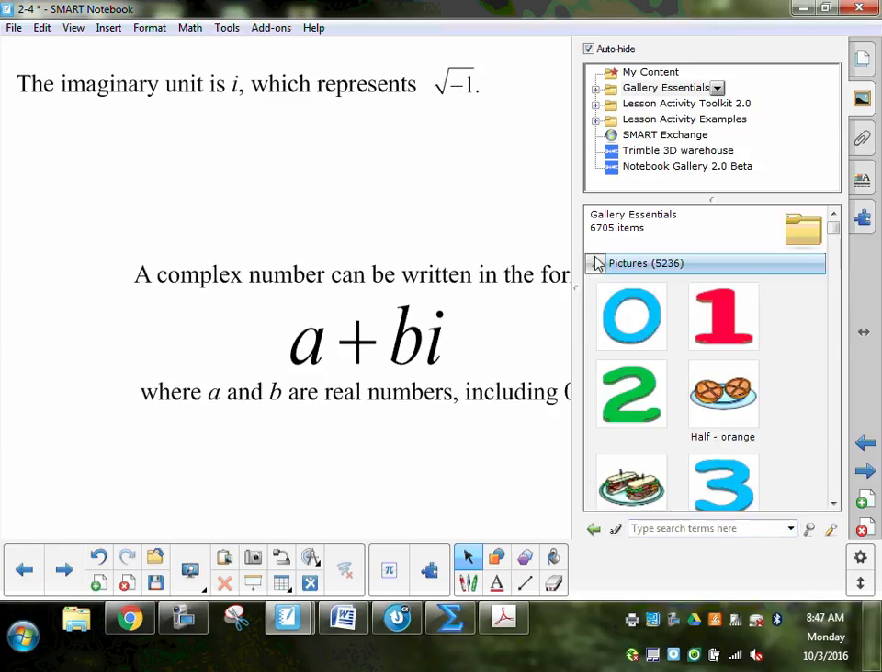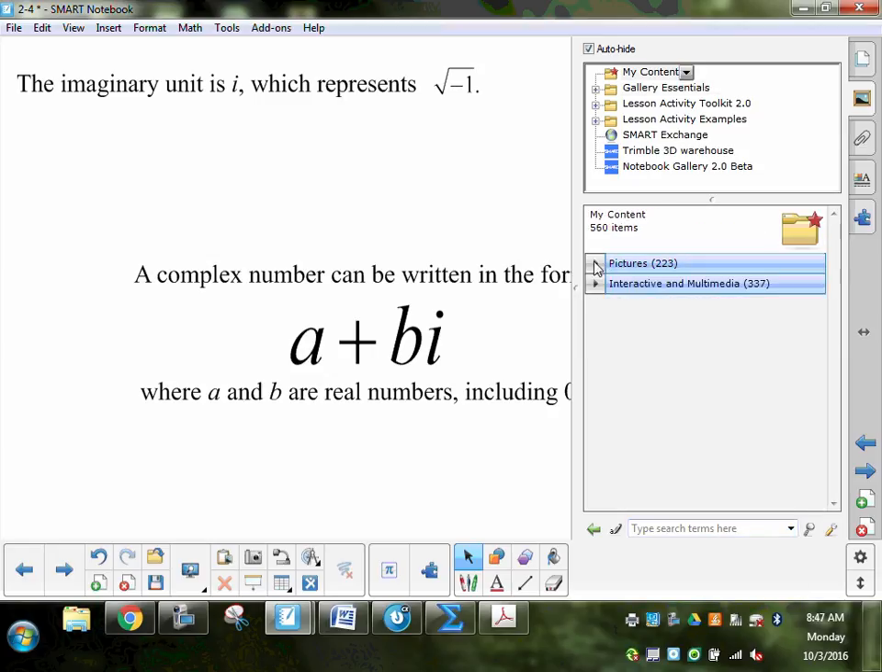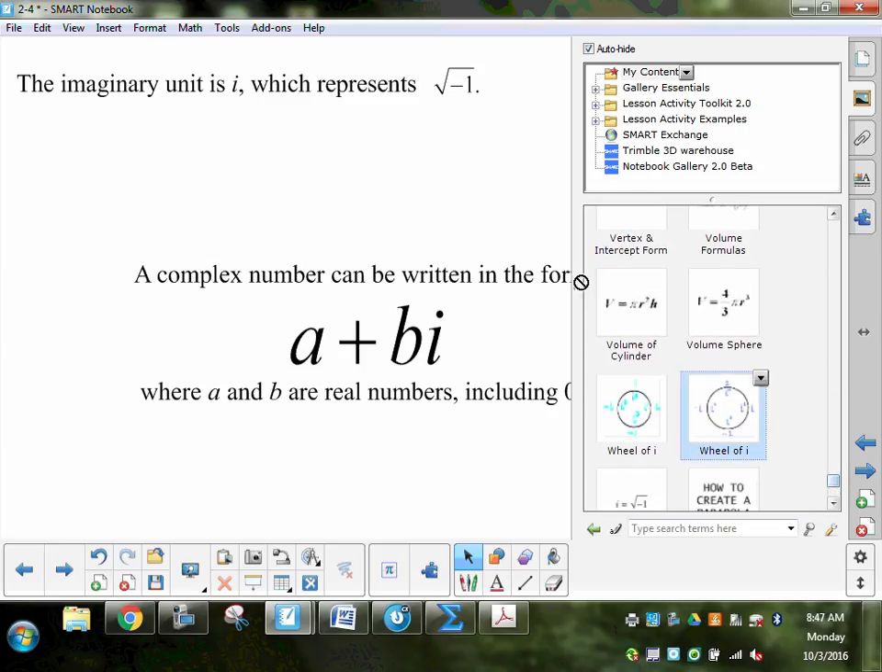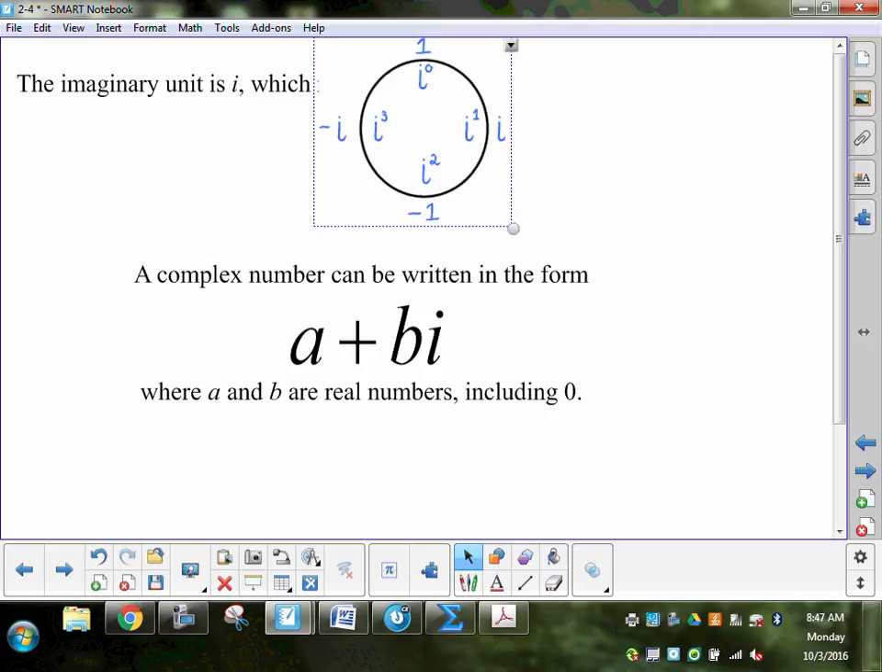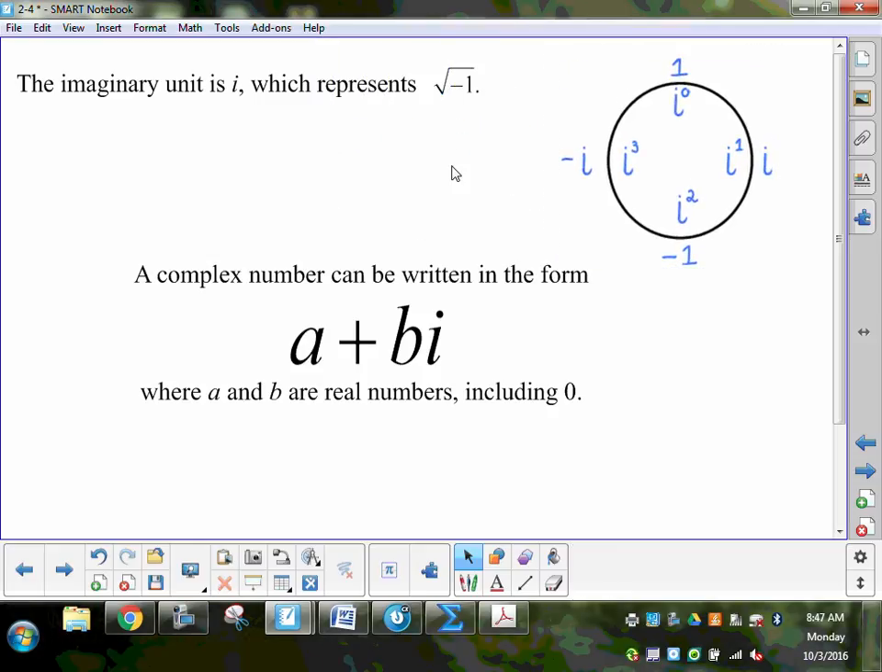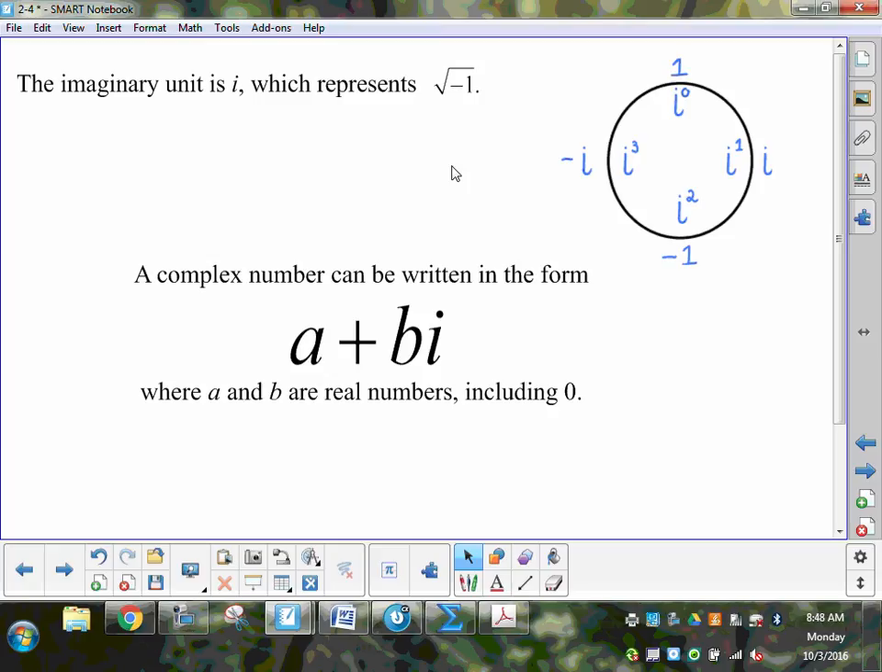I have this listed out. My picture towards the end. Here we go. So here's one thing that you need to make sure that you have down. And it should be something that's kind of easy for you to understand. It's i to different powers. We haven't discussed it until now, but it's actually kind of easy.